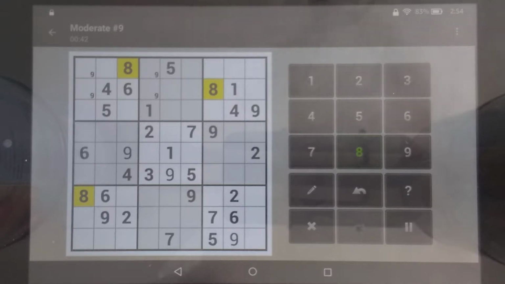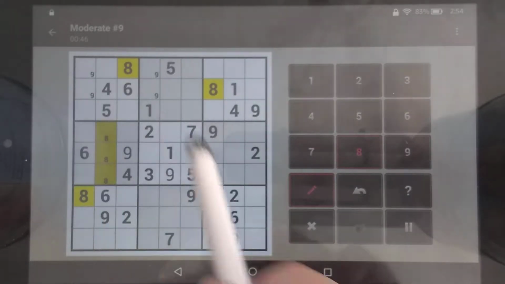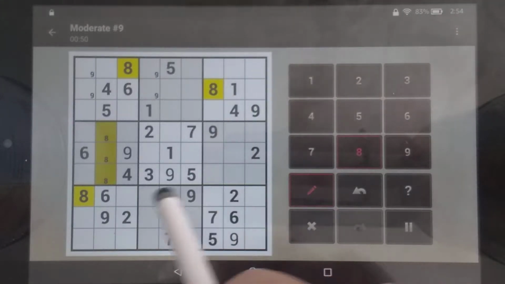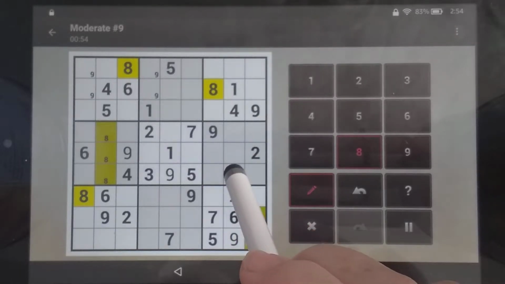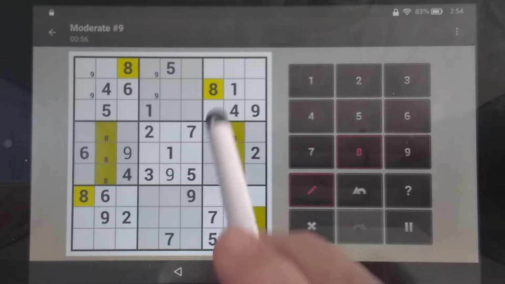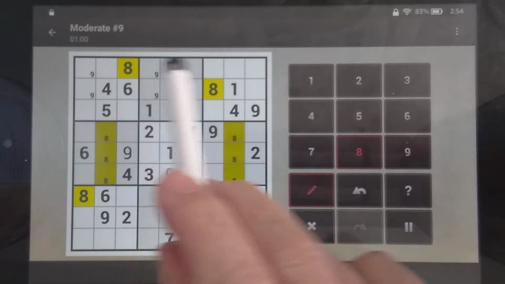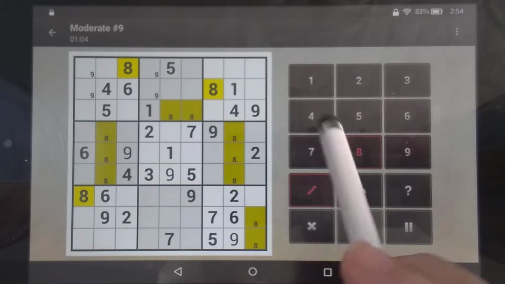For the 8s, this one has to be in this middle column because the other two columns are taken. This one blocks here and that blocks there, so this one has to be there. This also has to be in a middle column since the two outside columns are taken. These two rows are blocked, so that 8 has to be there or there.